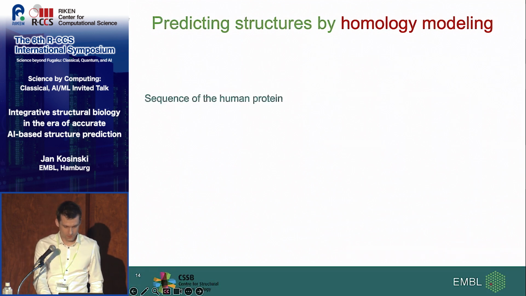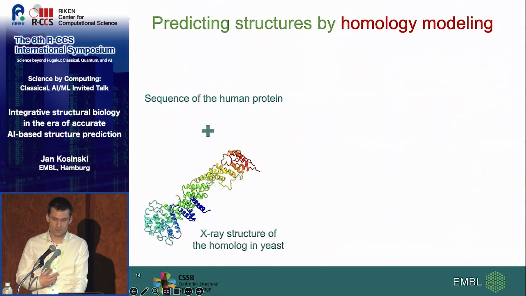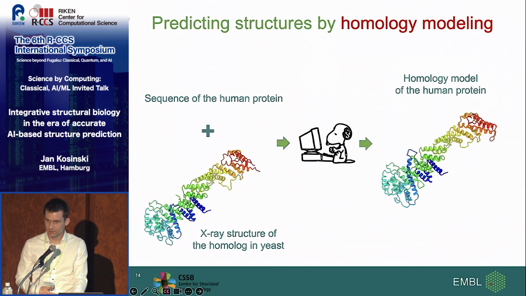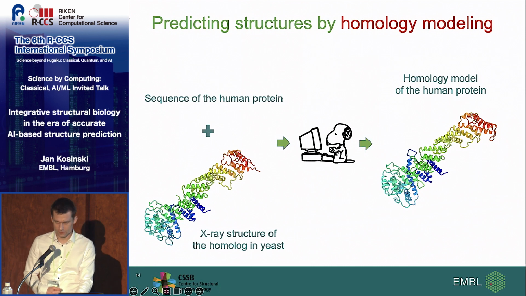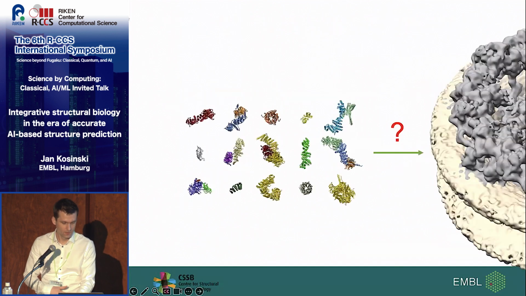And in homology modeling, for instance, if you want to have a structure of a human protein, but we cannot solve it, but we have a structure of a similar protein from another species, we can actually, using very established methods from decades ago, combine this information to model the sequence using the other structure as a template to get a homology model of the human protein. These models were often of quite limited accuracy, but were super useful.